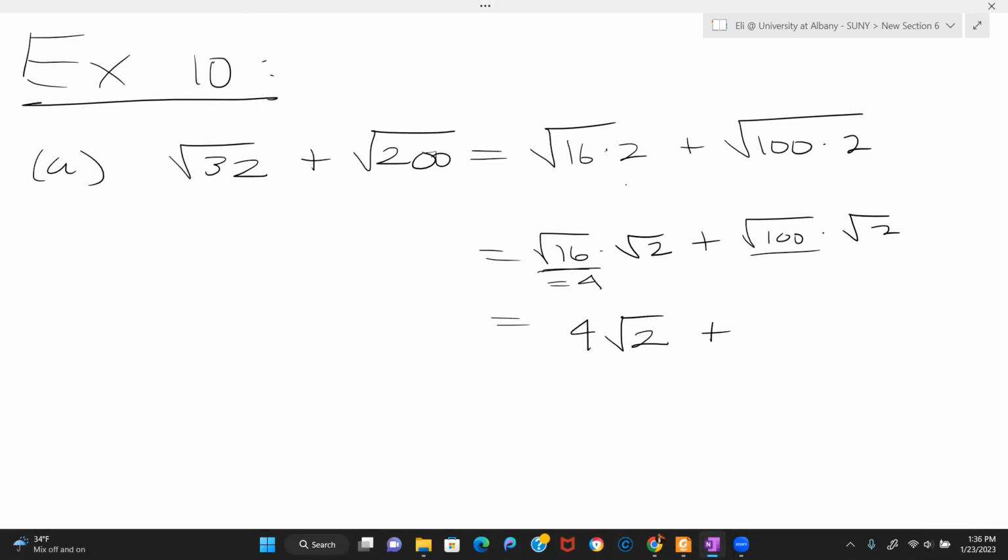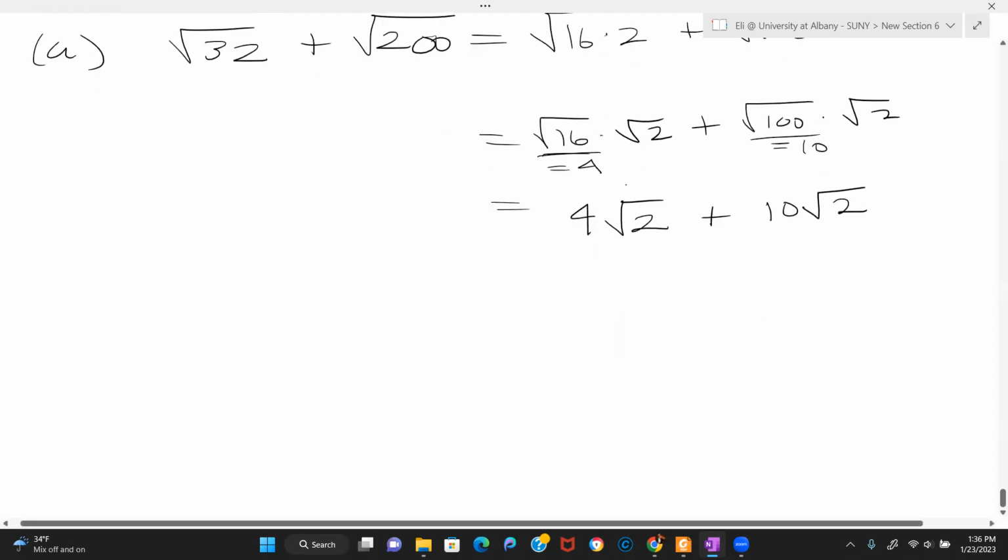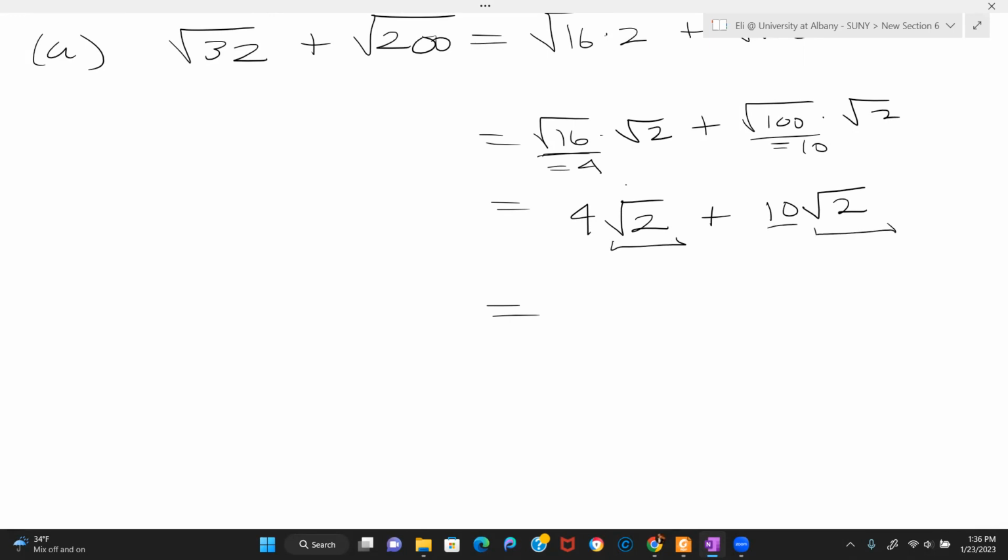And then the square root of 100 is going to be 10, because when you square 10, you get 100. So it's going to be 10 times root 2. And then you can combine these, because this square root is the same as this, and this is just the coefficient. So you can combine these to get 14 square root of 2.